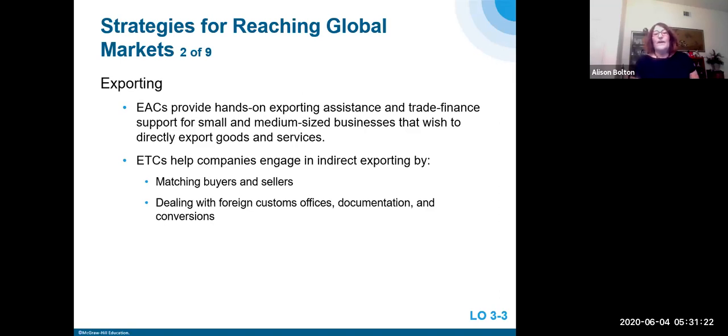And then there are those who are engaged in direct or indirect exporting versus direct import exporting, based on matching buyers with sellers. So brokers and agents do this work for us, and the ETCs help build that bridge. You actually just stay at your office, they go out and do the work for you, and they bring those people to you. It's really helpful. It takes care of the customs offices, the documentation, and the conversions.